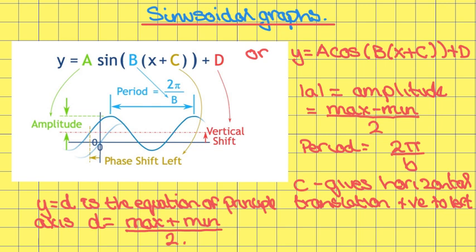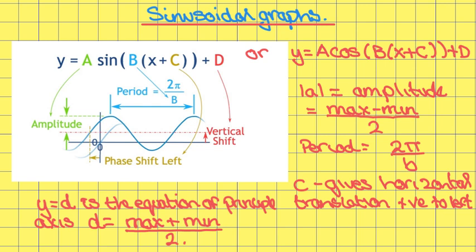So A is the amplitude, and you can find that using the formula: the maximum, so that's the largest value of the graph, minus the minimum, the lowest value of the graph, divided by 2. The period is equal to 2 pi over b. C gives the horizontal translation. In this case, because it's positive, it is to the left.